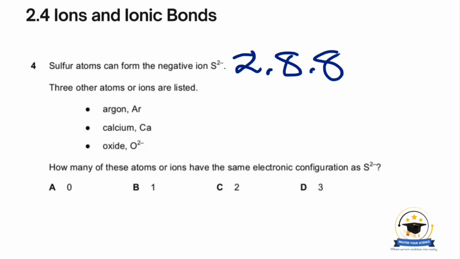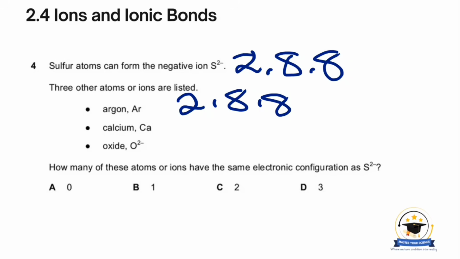Being an atom, it is neutral, so it would have the same electronic configuration 2.8.8. And this should be obvious to us because argon is in the same period as sulfur. So when sulfur forms an ion, it will have the noble gas electronic configuration of argon, which is in the same period as it is.